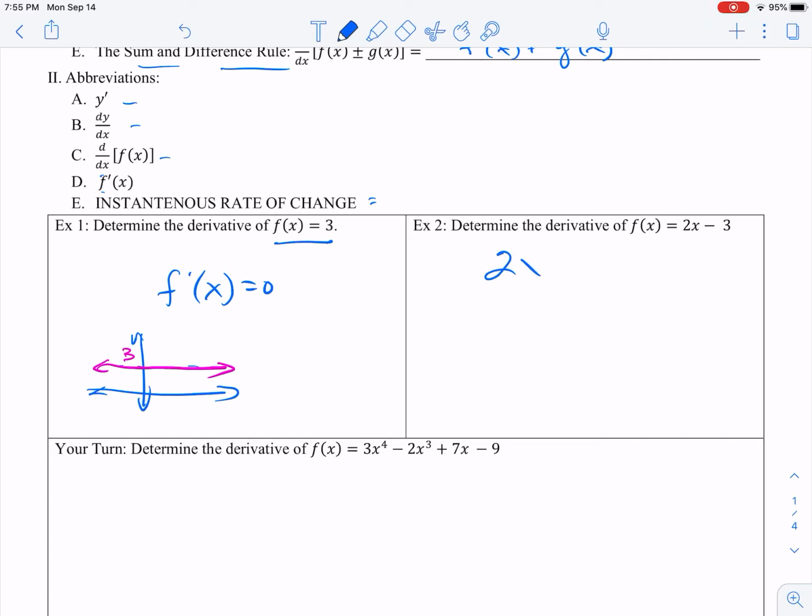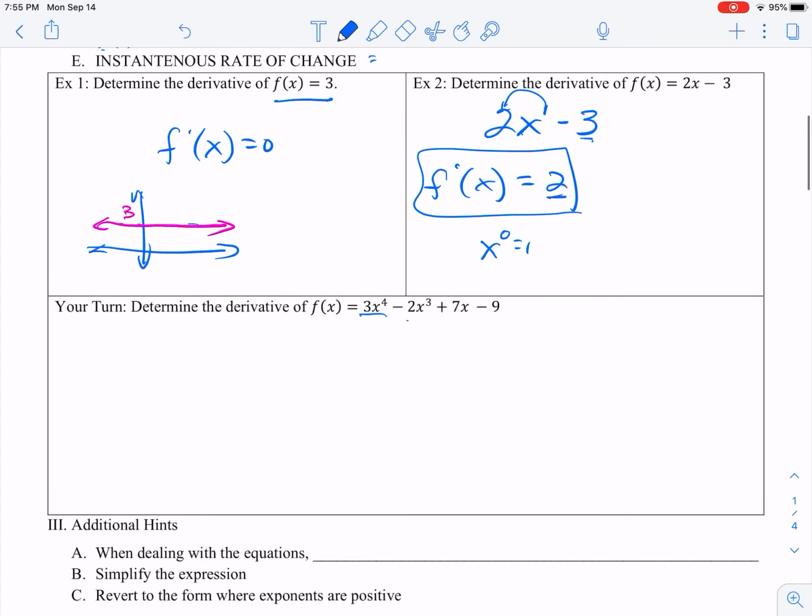Determine the derivative. Remember, this is 2x to the first, and then a constant. Bring your 1 to the front. 1 times 2 is 2. Subtract 1 and you get x to the 0. x to the 0 equals 1. So the derivative of 2x is just 2. The derivative of 3 is 0. So here's your answer.